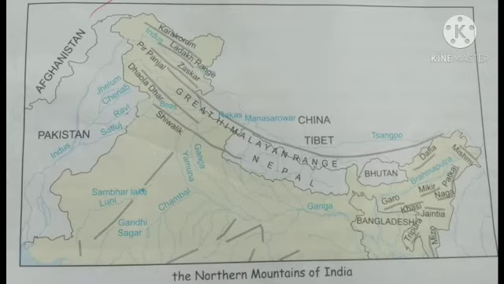What are they? Himadri, also known as the Greater Himalayas. Himachal, the Middle Himalayas. Shivalik, the Lesser Himalayas. Okay?